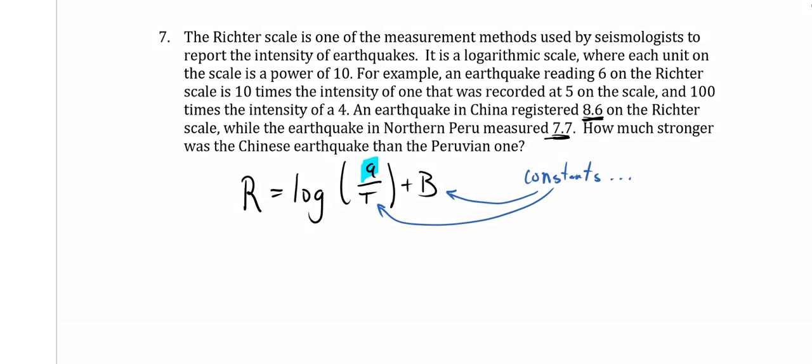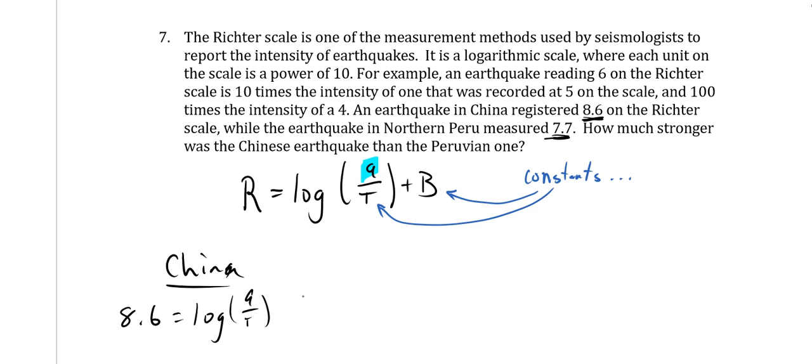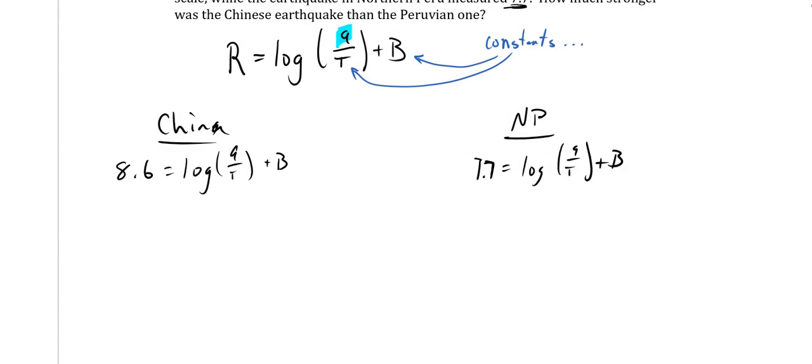Okay, so this is how I'm going to do it. I'm going to do China over here. And the Richter scale was 8.6 equals log of A over T plus B. And I'm going to do northern Peru over here. And that's going to be 7.7 equals log of A over T plus B. And what I'm going to do is rewrite both of these in terms of A and then compare their intensities. The logarithmic Richter scale is designed for our comfort, so we can count 4, 5, 6, 7, 8. It's not a useful scale for comparing the actual values. Same for decibels, same for pH, same for any of those kinds of questions.